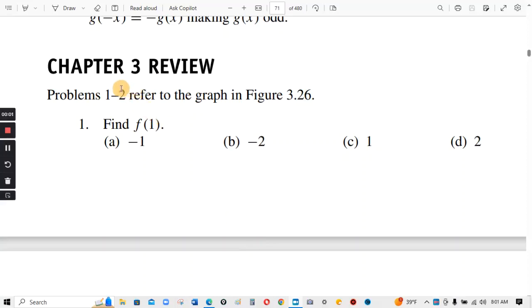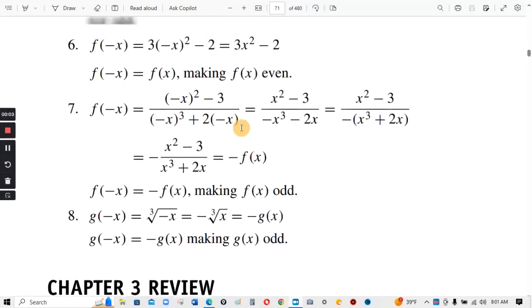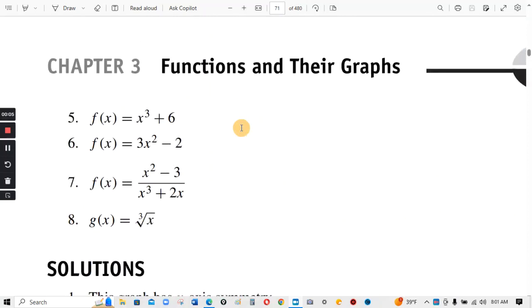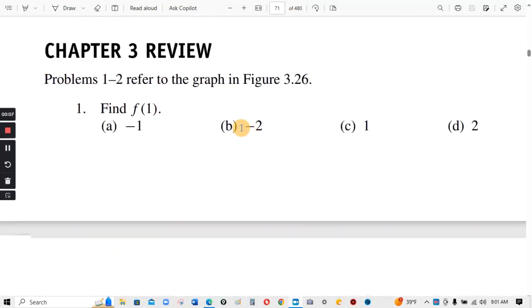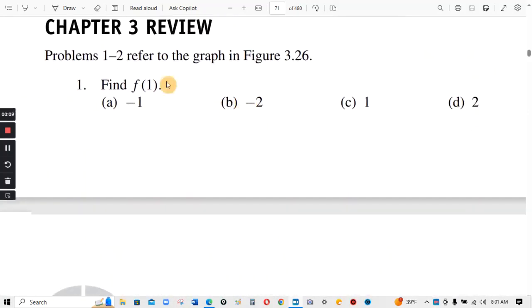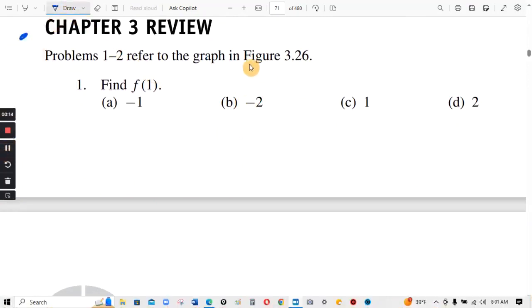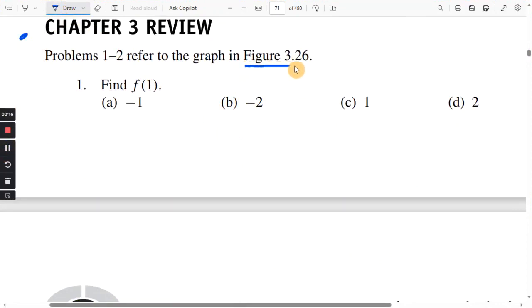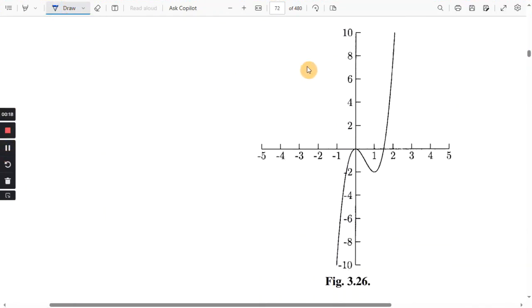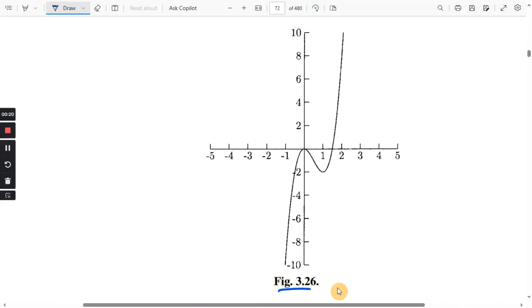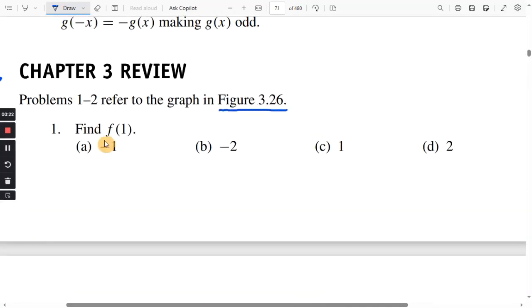All right, this is for the review problems in Chapter 3. It's called Functions and Their Graphs. For the first problem, they want us to refer to Figure 326. So Figure 326 is this one right here. And we're looking to find f of 1.